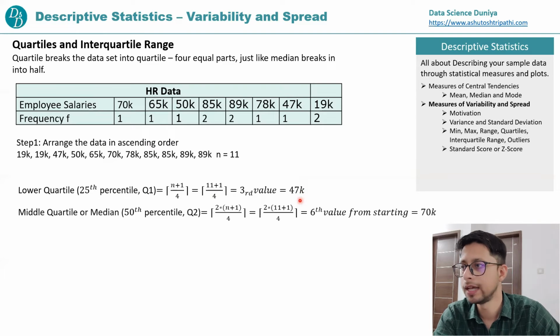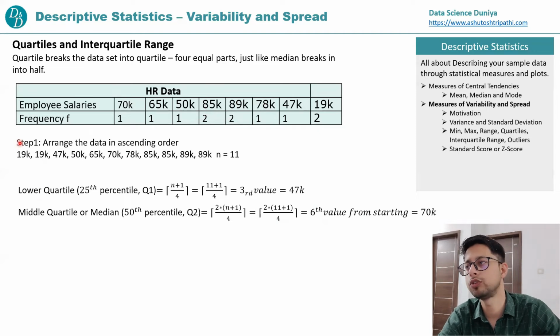Then the middle quartile, that is the median, the 50th percentile, Q2. It will be 2 into (n plus 1) by 4 and then ceiling. Applying the ceiling function, that will be the sixth value from the start, that is 70. Here, don't count the frequency: 1, 2, 3, 4, 5, 6. The sixth is not 78, because 85 and 89 come twice, right? So you write individual data items 1, 2, 3, 4, 5, 6, which is 70K. So 70K will be your Q2, that is the central value. It means your bottom 50% of the data is less than 70K.